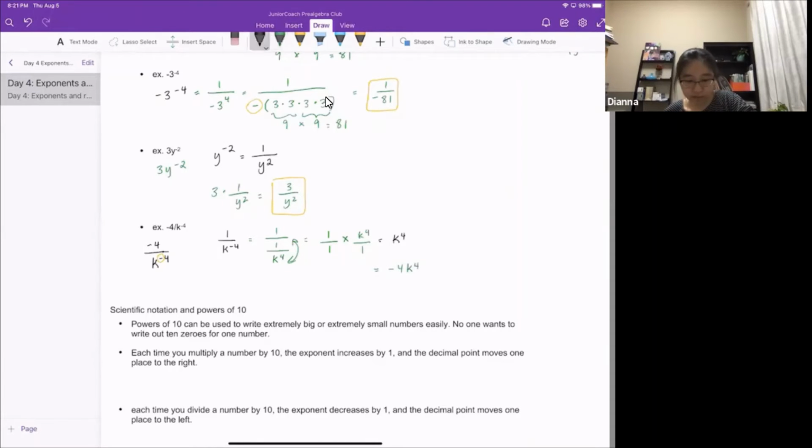So it looks pretty similar to the original thing, actually. But it's just that we have k to the positive 4 in the numerator now. So that's the difference. And so hopefully that makes sense.